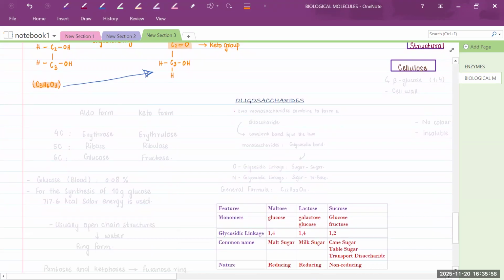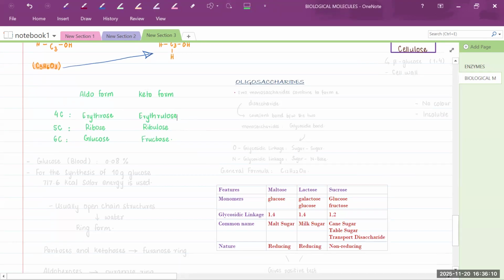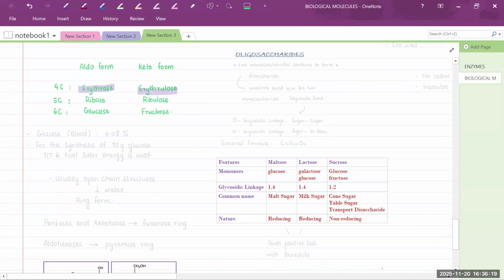And similarly, we'll have to do the aldo and keto form of tetroses, pentoses, and hexoses, which are 4 carbon compounds, 5 carbon compounds, and 6 carbon compounds. So for the 4 carbon compound, the aldo form is known as erythrose, and the keto form is known as erythrulose. The 5 carbon compound aldehyde form is known as ribose and the keto form is ribulose. Similarly, we see the 6 carbon compound aldehyde form is glucose. We know that, and the keto form is fructose. That's why we say that glucose and fructose are isomers of each other, right? And also all these are isomers of each other.